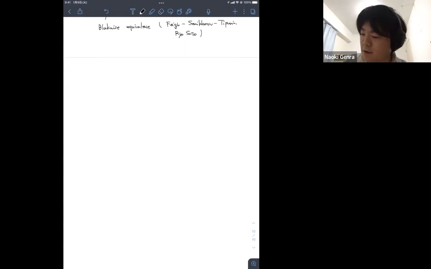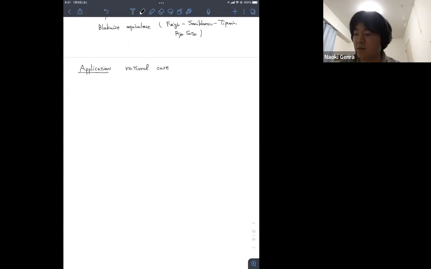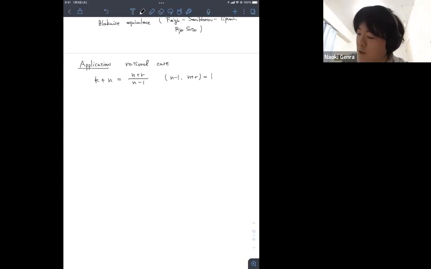Okay, so I'll start to talk about applications. The simplest case is the rational case. Rational case means that the category of ordinary modules is semi-simple, and only finitely many simple modules exist in the category. So in terms of K, it looks like K plus N and N minus one, N plus R equal one.